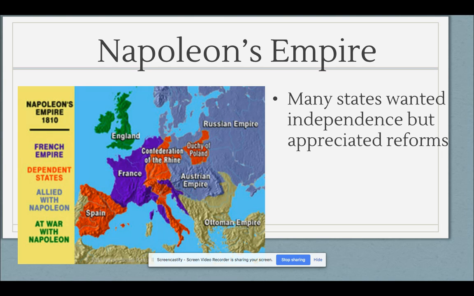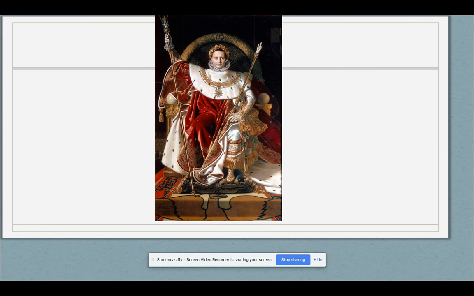Okay? So Napoleon was able to expand his empire to become one of the largest empires since the Roman Empire, which was way back in the classical period. Many states wanted their independence, but they appreciated the reforms Napoleon made as it brought much stability. Going back to this image, I want you to look at how this portrays Napoleon.